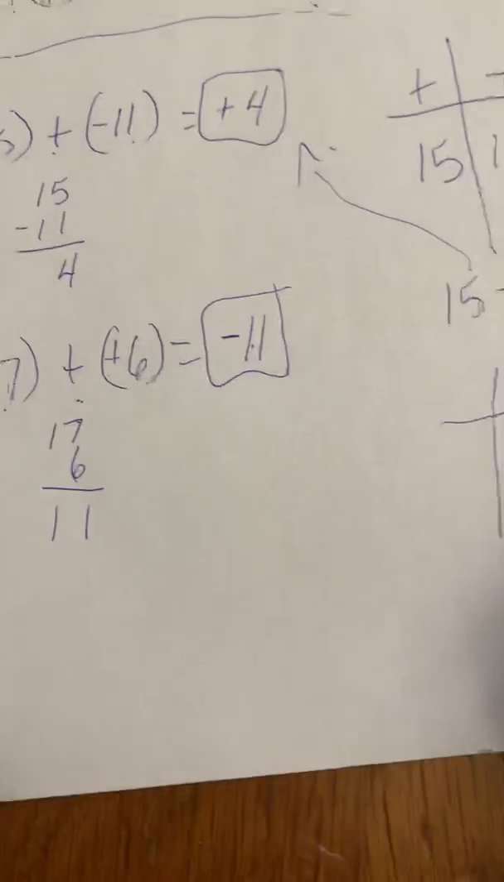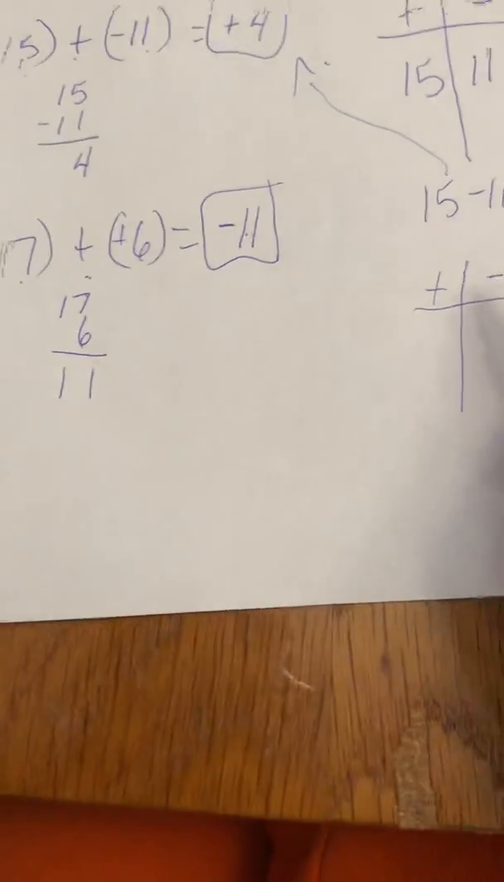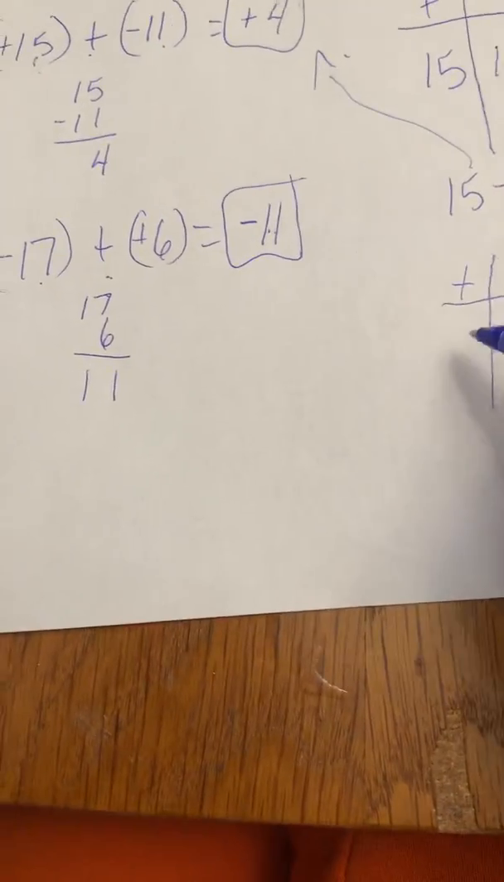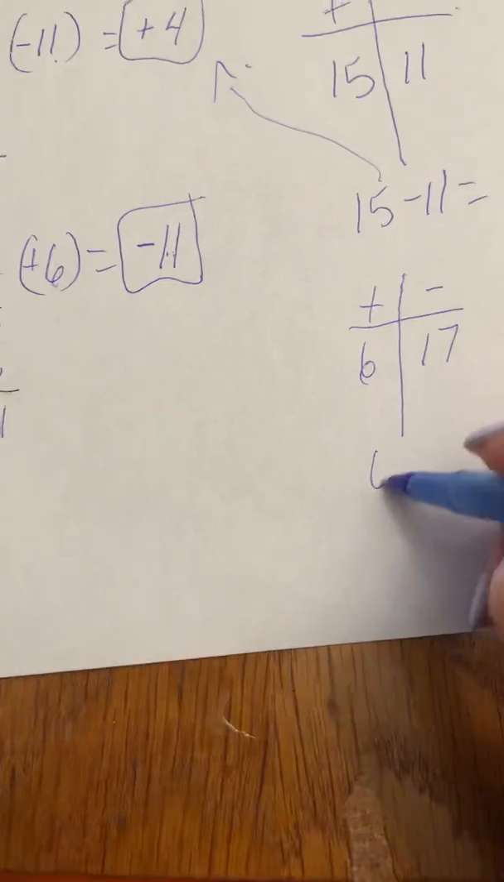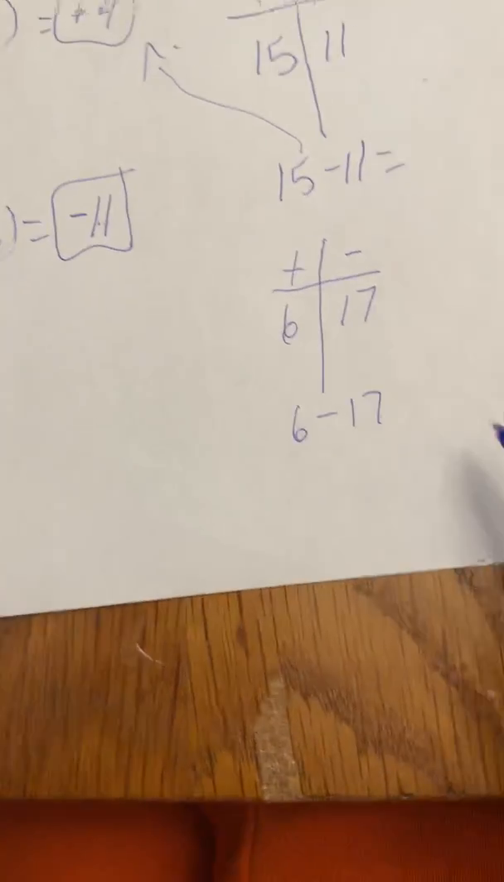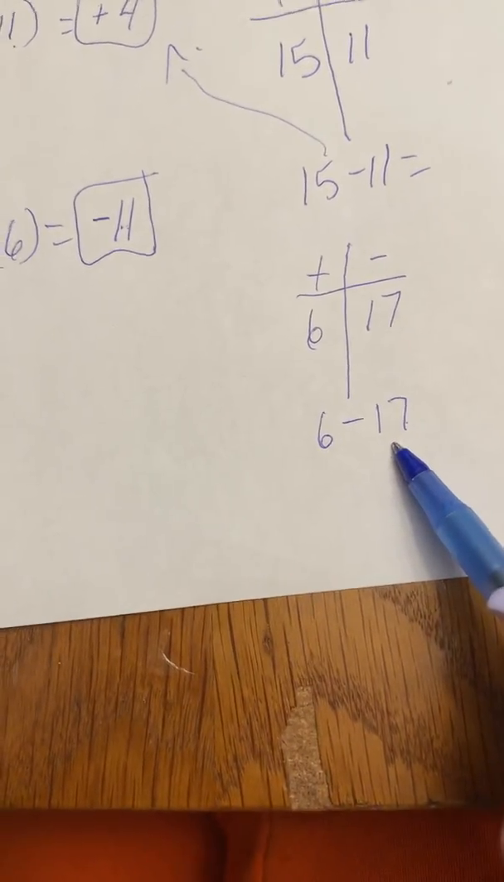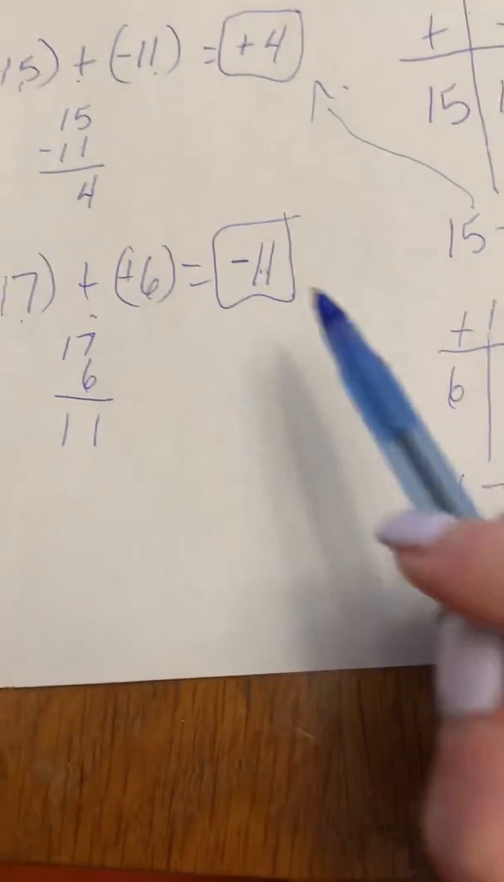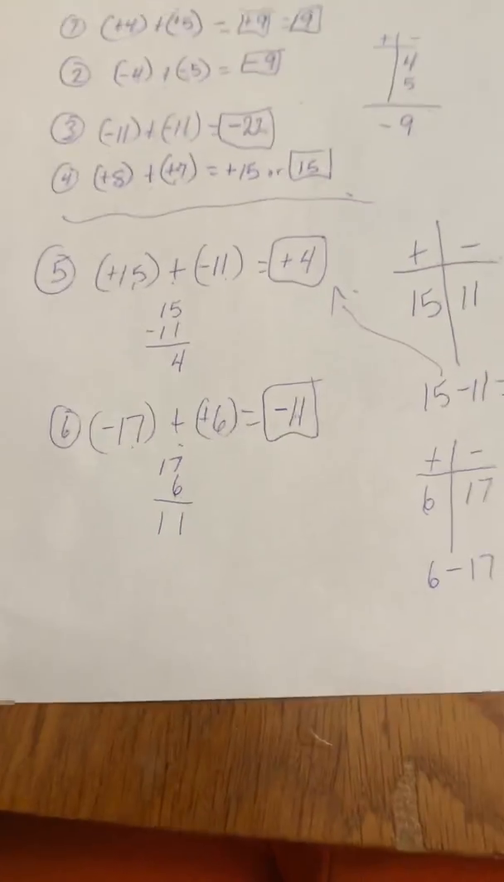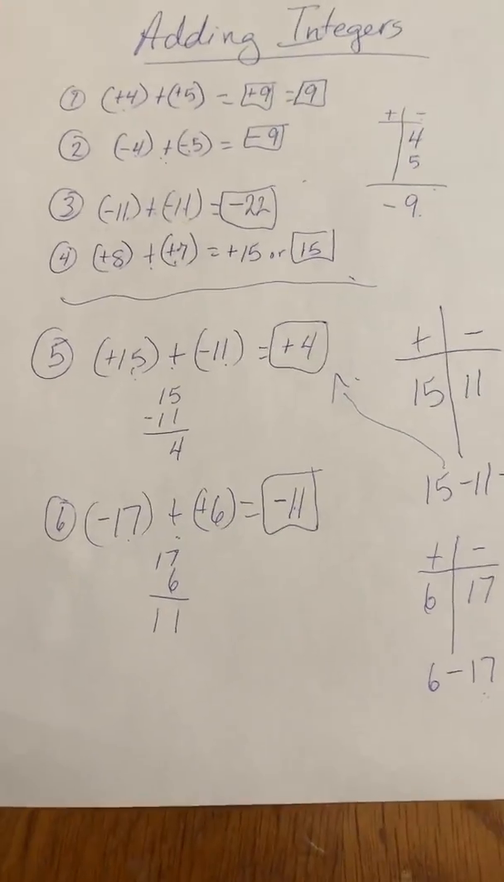And again, if I use the T-chart, positive on this side, negative on the other, 17 here, 6 on the other. 6 minus 17. We can see clearly here that it's going to be a negative answer because the negative number is bigger. I'm actually going to stop there because I'm not going to beat this to death.